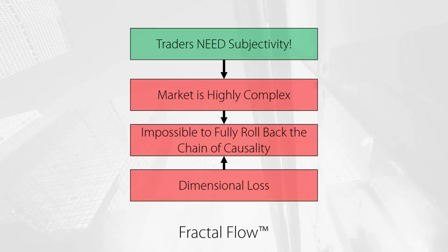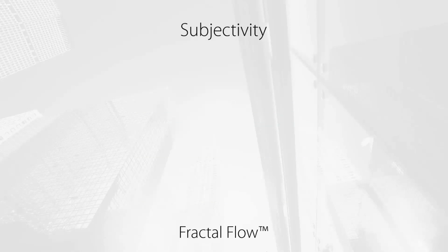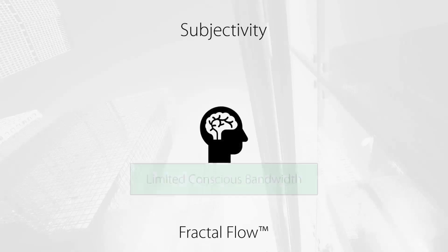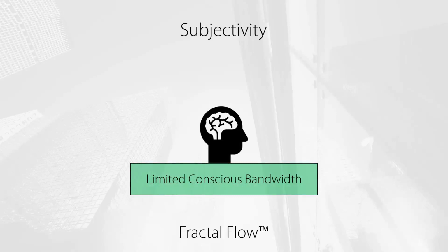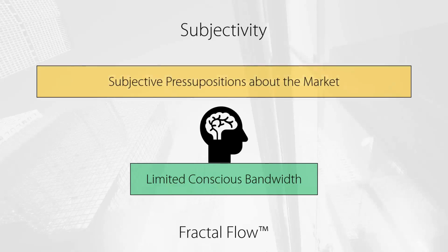Subjectivity in the conceptual sense is how an individual installs his intuitions about a given subject. This is closely related to the limited conscious bandwidth of our analytical power and the overwhelming amount of information that can be derived from the charts. The presuppositions a trader must make about the market are larger than his conscious bandwidth because the market's chain of causality cannot be fully rolled back due to the dimensional loss of price charts.